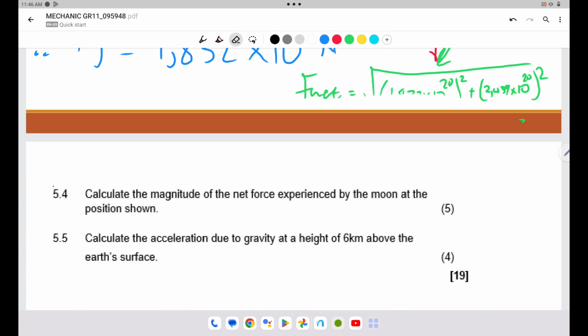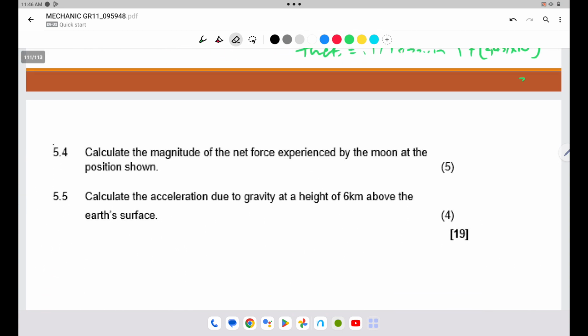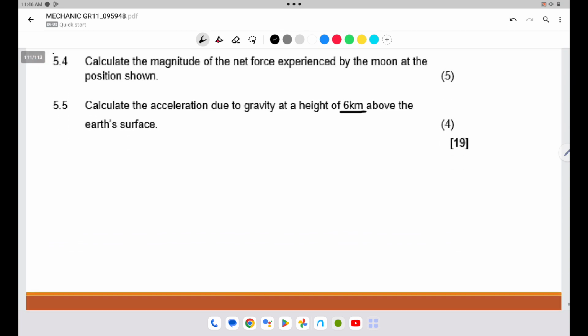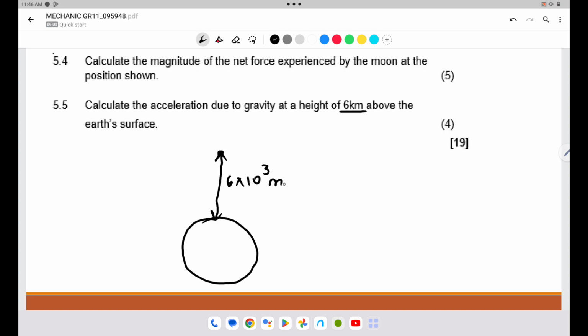It says calculate acceleration due to gravity, which is gravitational acceleration, at a height of 6 kilometers above the Earth surface. So there's the Earth, and we want to calculate gravitational acceleration at this point. How far is this point? We're being told that the point is 6 kilometers. Remember, r is the distance, so in physics, SI units are meters. So this will be 6 times 10 to the power of 3 meters.